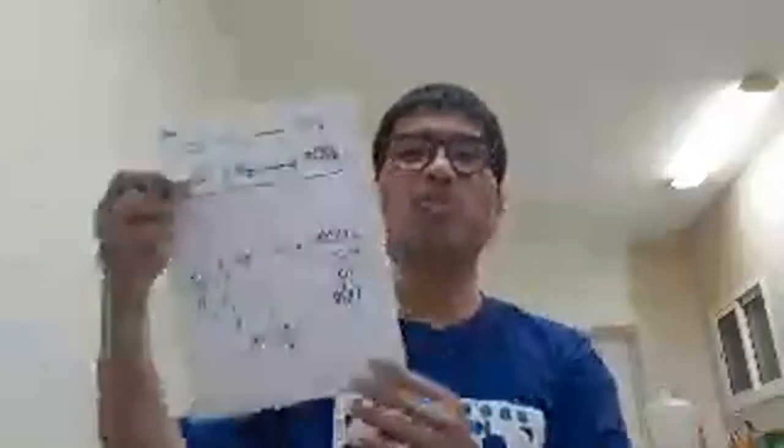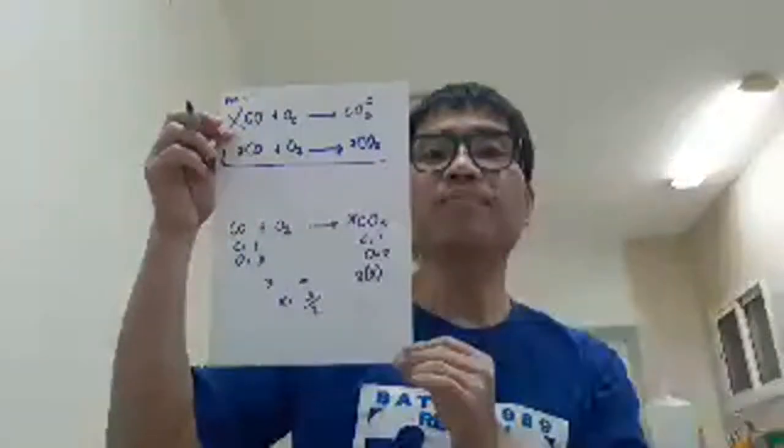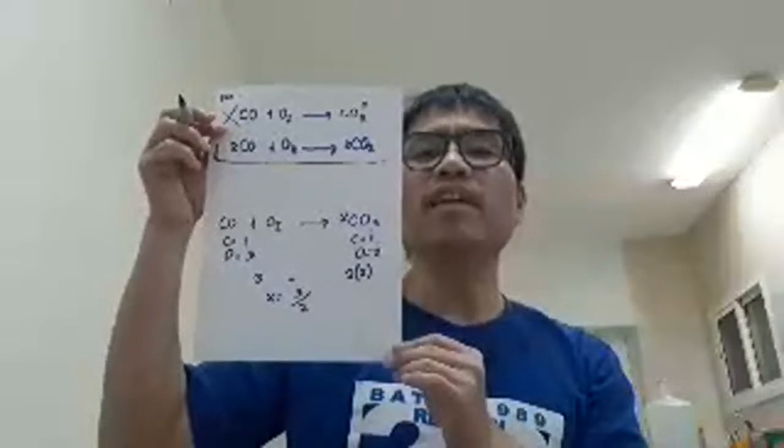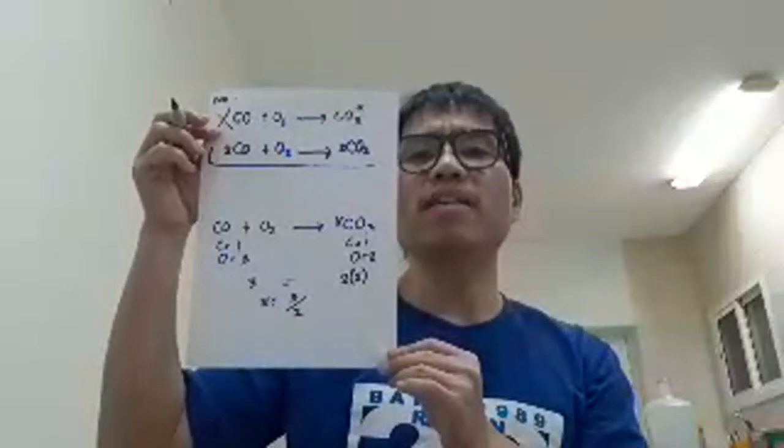So 3 is equals to 2 oxygen times X. So X is equals to 3 halves. So we now have an atom that is fractional. Okay? In the law of conservation of mass.